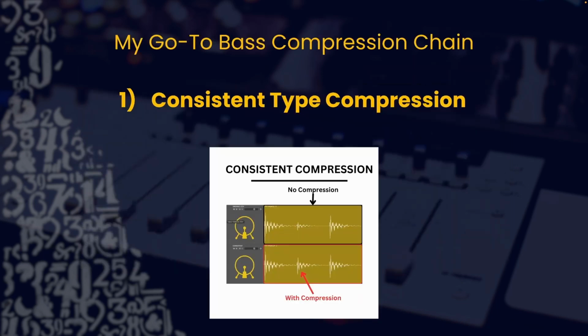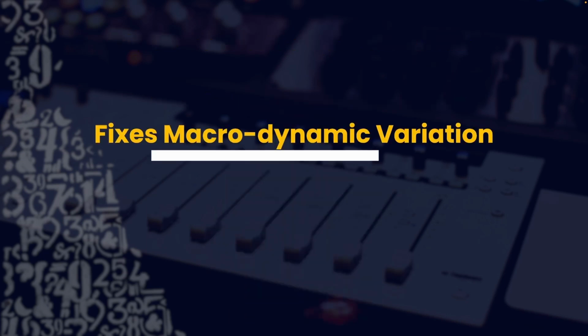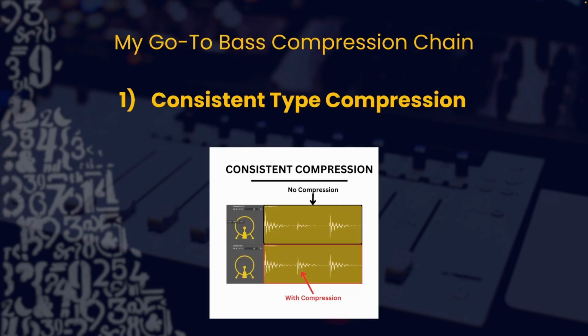The first type of compression that we may want to add to our bass is consistency type compression. This is going to fix those macro dynamic variation issues that we have inside of our bass, fixing those quieter notes and bringing them up in volume in comparison to the louder notes, making all those notes more consistent.